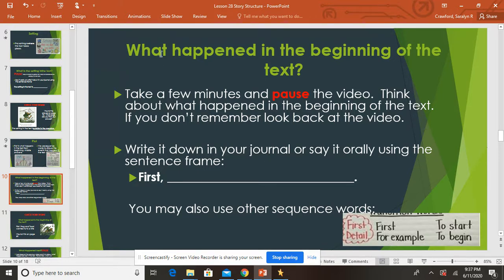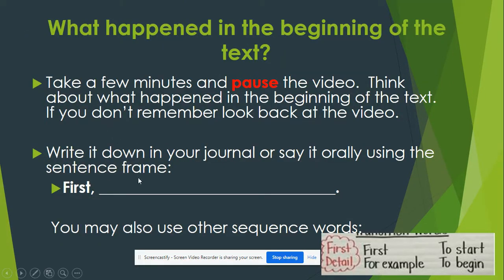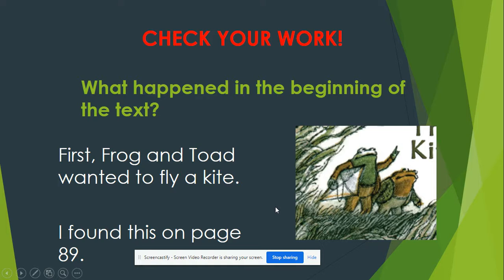So boys and girls, think back about what happened first. And like I said before, you could either write it down, draw a picture, or say it orally. Pause the video so you can take the time to do that. Now check your work. I wrote first, Frog and Toad wanted to fly a kite. Did you say something similar to that?